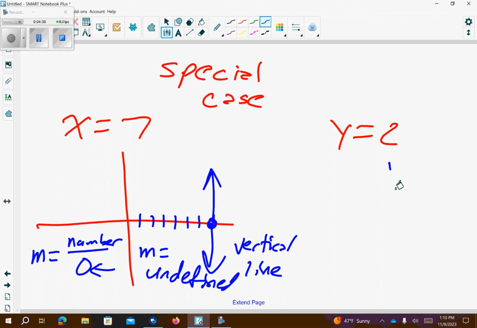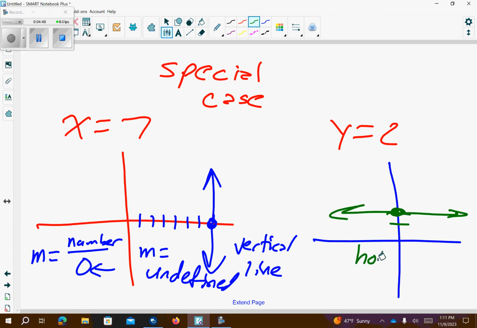The other one, y equals 2, is up 2 in the y direction. And this makes a horizontal line. A horizontal line has a slope of 0. So if you found the slope equation, you'd have a 0 on top and a number on bottom. That gives us 0.